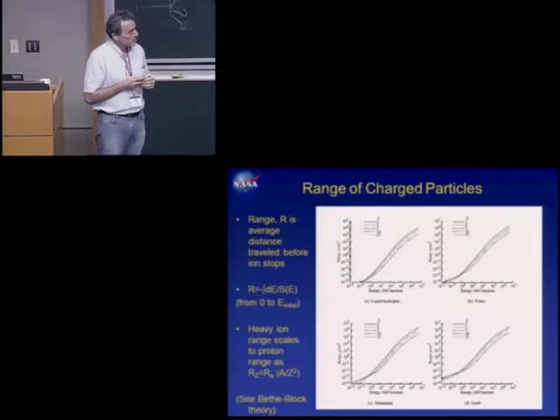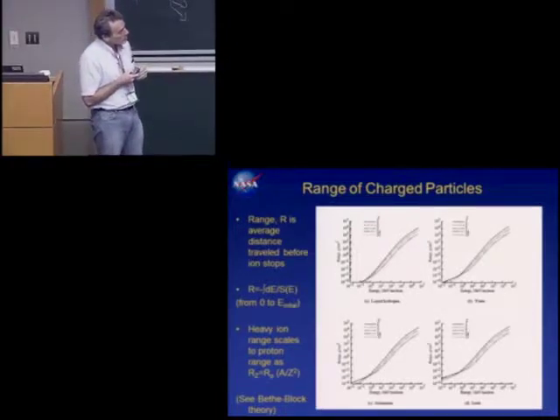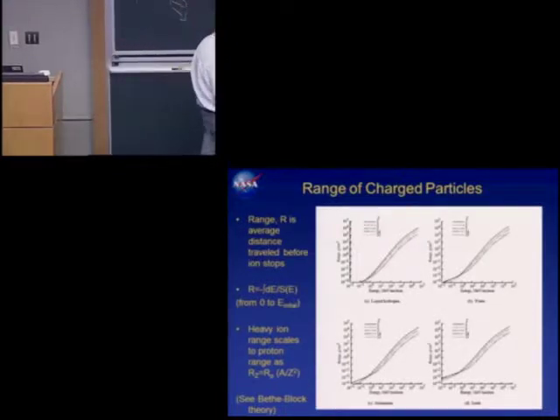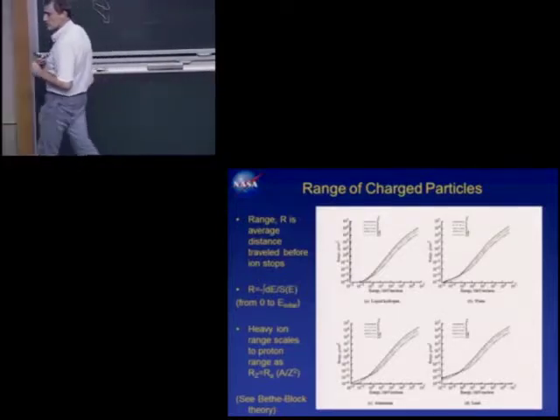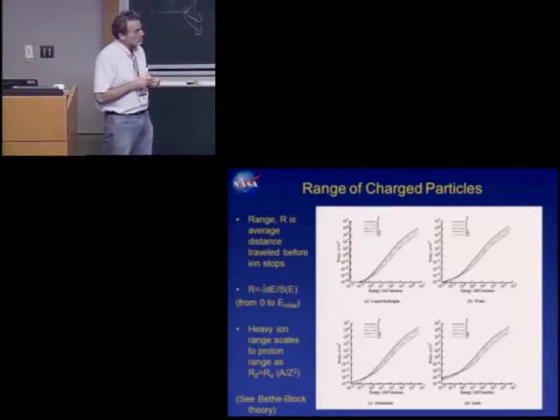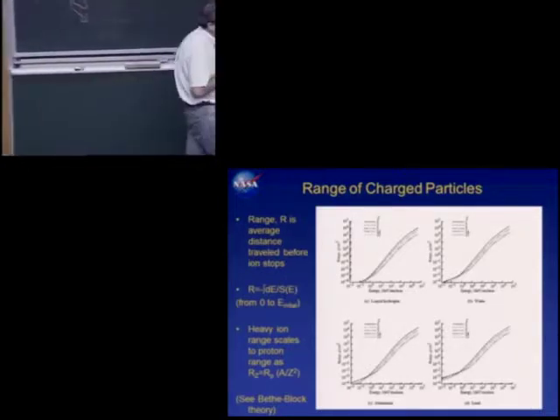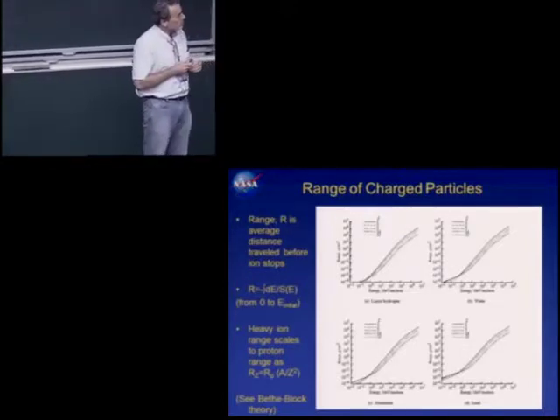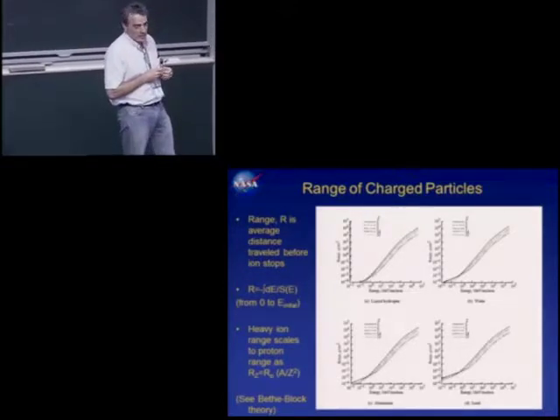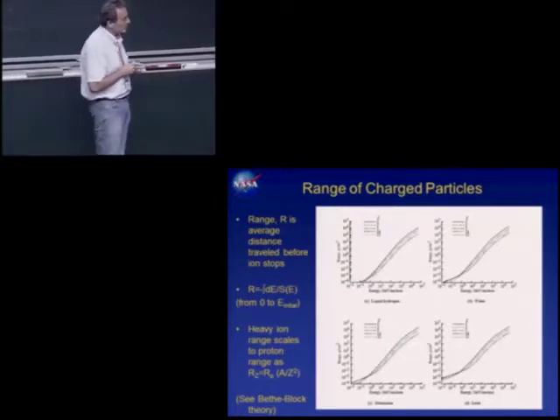And then the range is just expressed as the integral of dE over the stopping power, and you integrate from 0 to the initial energy of the particle. And this curve shows you for different charged particles, 1 through 26, I guess, through iron, what the range is for different materials: hydrogen, water, aluminum, and lead. So you can see how that range is changing for different particles and different particle types and different energies.